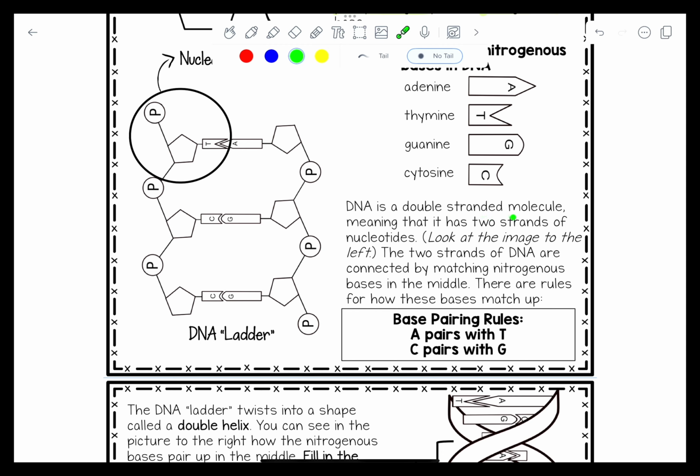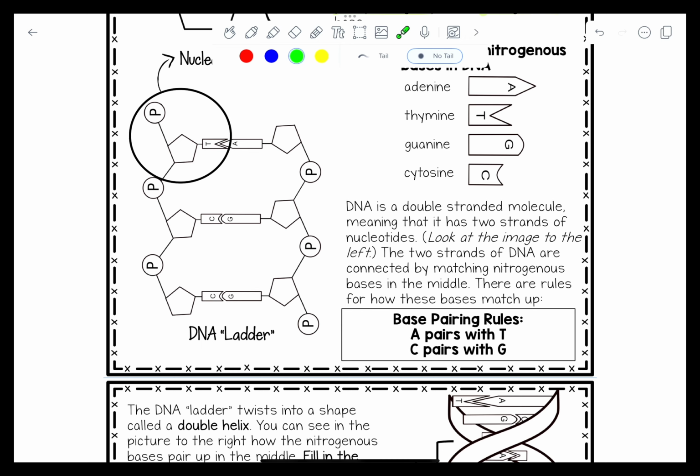DNA is a double-stranded molecule, meaning that it has 2 strands of nucleotides. Look at the image to the left, and specifically they're talking about this image right here. The 2 strands of DNA are connected by matching nitrogenous bases in the middle. There are rules for how these bases match up. These are the rules right here.